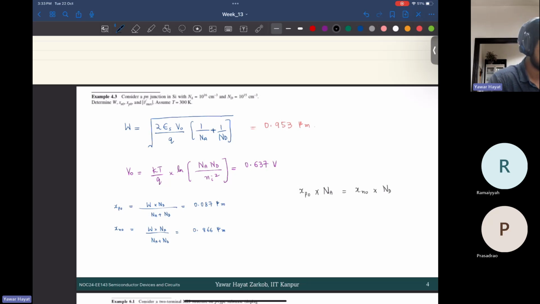And then, okay, we are done with these as well. Now we are left with the magnitude of the maximum electric field expression. What is the value of that? Firstly, what expression would you use?